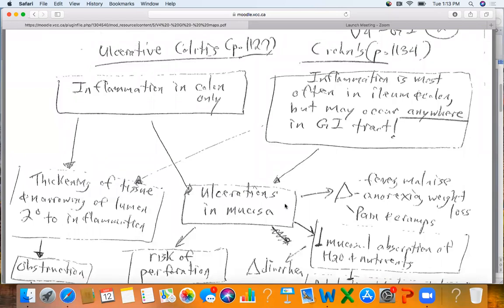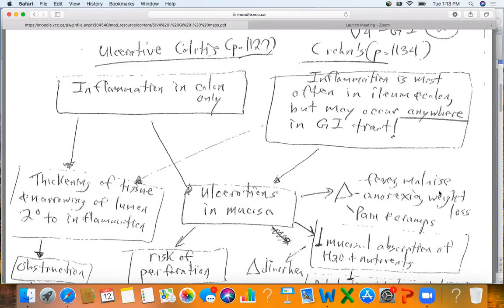And now a more general part of the diagram here. If I was to ask you what are some of the common signs and symptoms of someone who comes into hospital with a flare-up of Crohn's or ulcerative colitis, these are fairly common here.